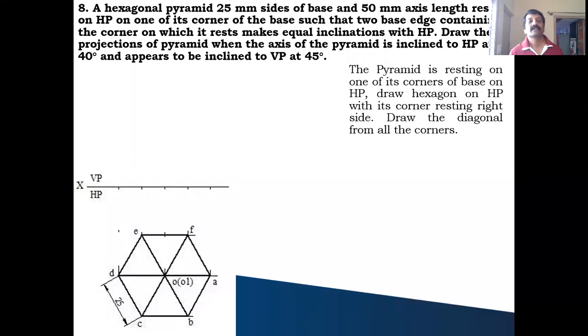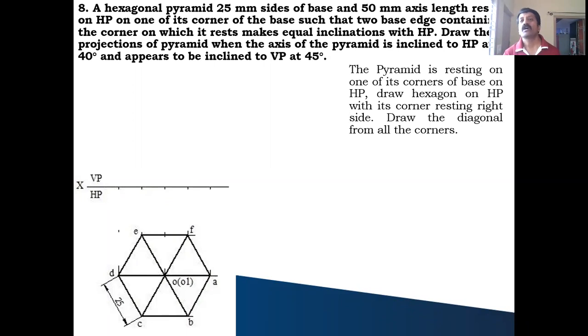That means here, for the final position, the inclination with respect to VP is not given directly; the apparent inclination, that appears to be, or the top view of the axis is inclined, is given. So these two sentences will give you the apparent inclination. So directly, without taking the locus, I can draw the top view, the final position. So with this information, he has clearly mentioned the hexagonal pyramid of base 25 millimeter, axis 60 millimeter, rests on one of its corners.